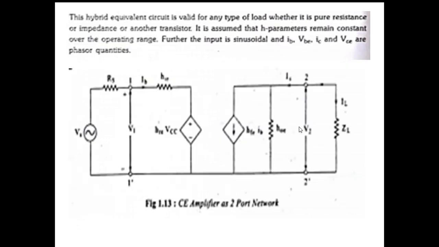The second equation of the CE amplifier in hybrid model is the current equation, the output current equation. IC is equal to HFE IB plus HOE VCE. This is the current equation. Since VCE is equal to ILZL, the output voltage from the circuit diagram, I will show you just now. VCE is equal to ILZL, but IL is equal to minus IC.